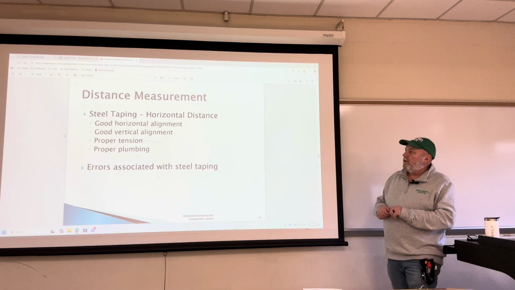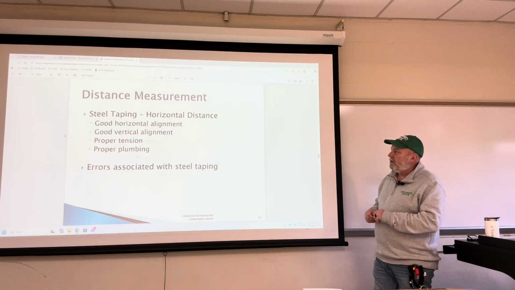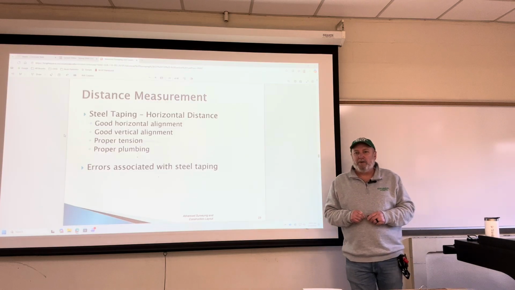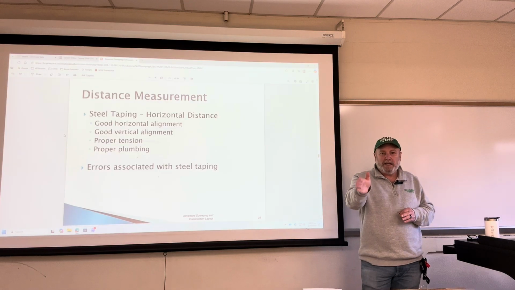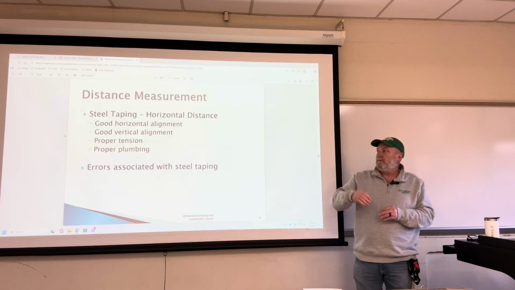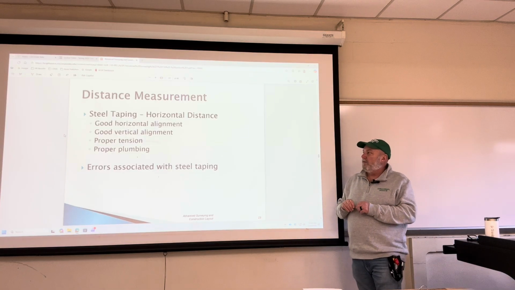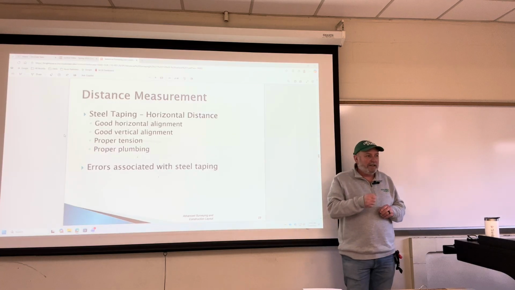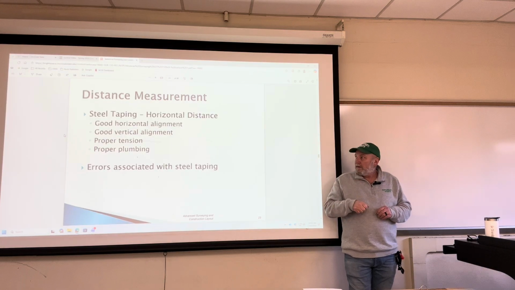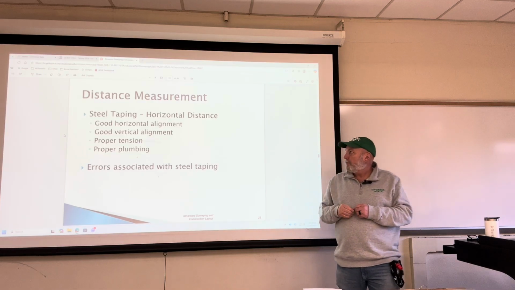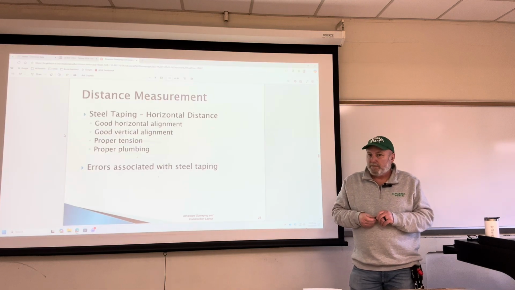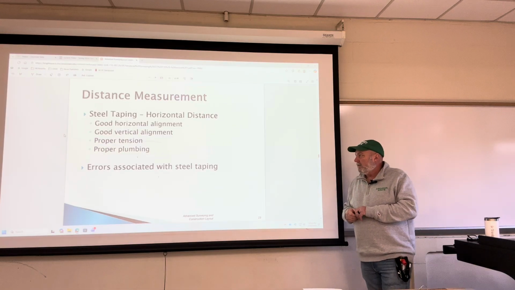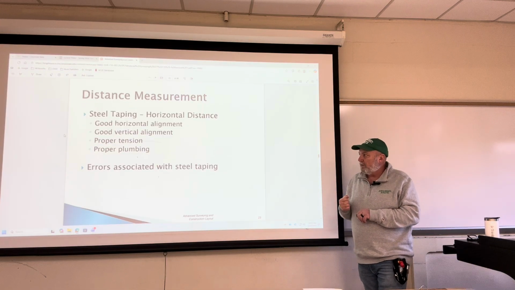Steel taping for horizontal distance, you need to have good horizontal alignment. And if you recall back to that horizontal lab break and chain, you have to have somebody keeping the head chainman on line. You need to have good vertical alignment because surveyors measure everything horizontally. So you need to make sure you have your steel tape nice and horizontal, and you're not doing any slope chaining. You have to have the proper tension pulling on it and the proper plumbing.